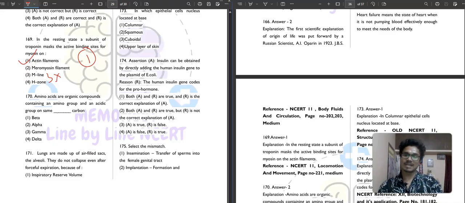Then amino acids are organic compounds containing an amino group and an acidic group on the same dash carbon. On the same what carbon? On the same alpha carbon. So second option is your correct answer.